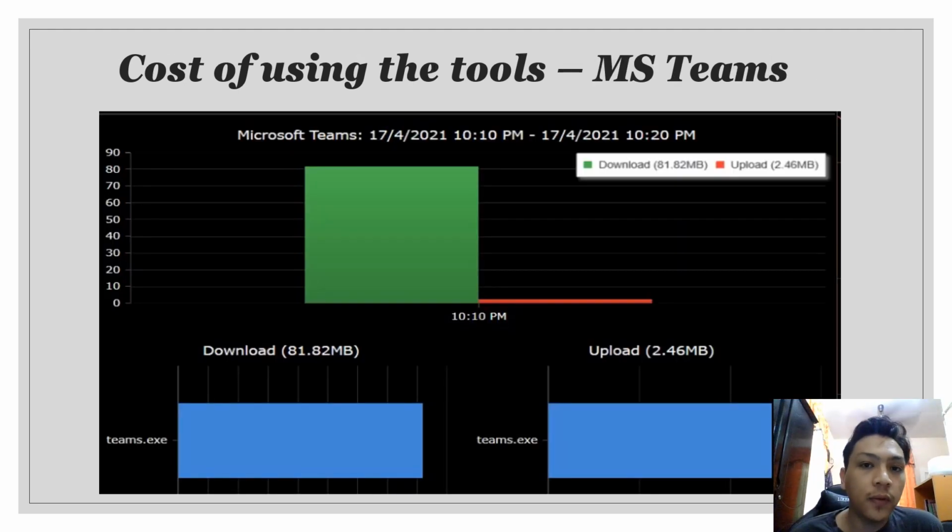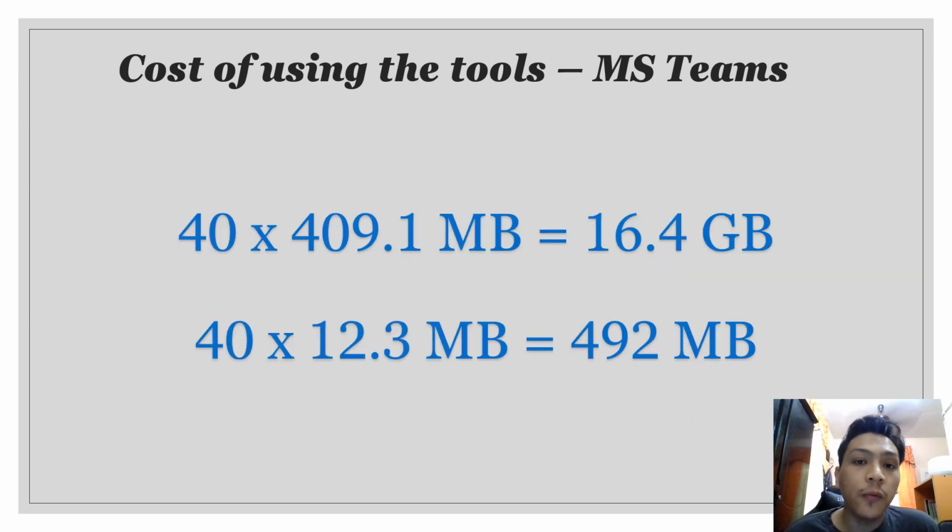From Microsoft Teams, a student will download 81.82 MB of data and upload 2.46 MB of data only for a 10-minute class session. For the 50-minute class session, students will download 409.1 MB of data and upload 12.3 MB of data. Assume 40 class sessions per month, times 40 with the previous bandwidth. Student will require 60.4 GB of download data and 492 MB of upload data.